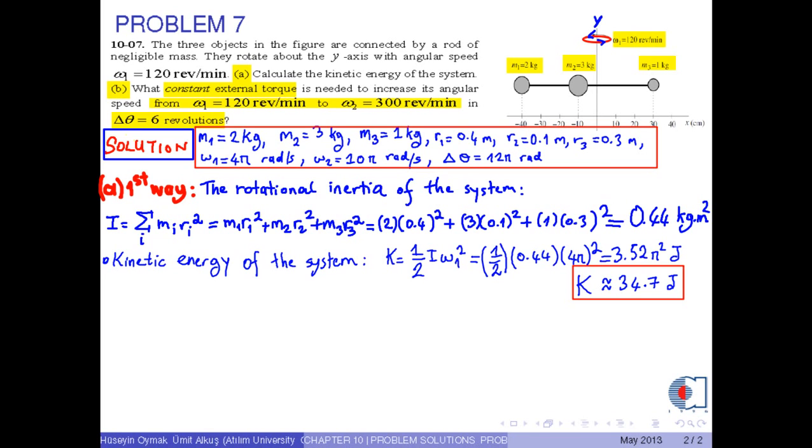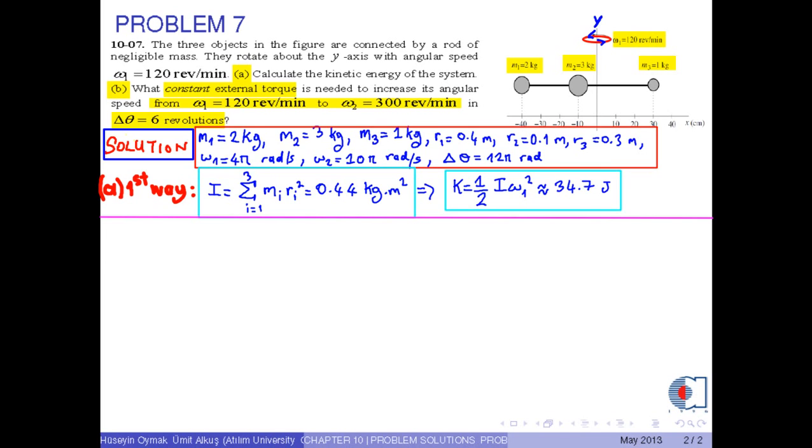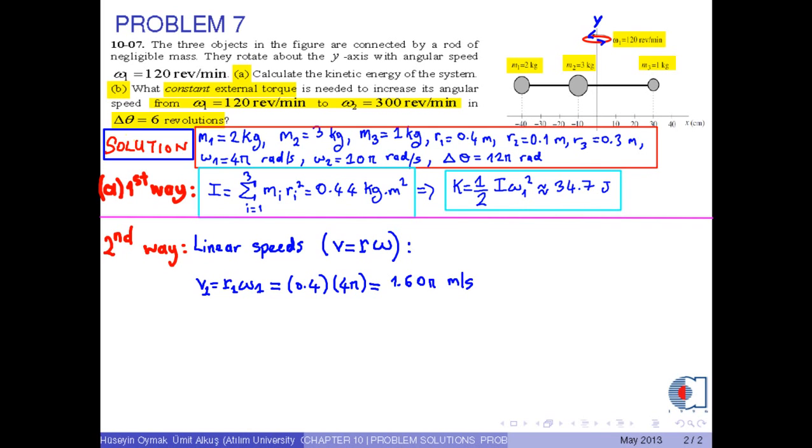Now, let's discuss the second way. Here we use the relationship between the linear and angular speeds, which is v equals r times omega. Thus, the linear speed of mass m1 is v1 equals r1 times omega 1. Here r1 is the perpendicular distance from mass m1 to the y-axis, that is the rotation axis. Omega 1 is the initial angular speed of the system. Now, if we put the numerical figures into this equation, we get 1.6 pi meters per second. Similarly, linear speeds of mass m2 and mass m3 are found as follows.